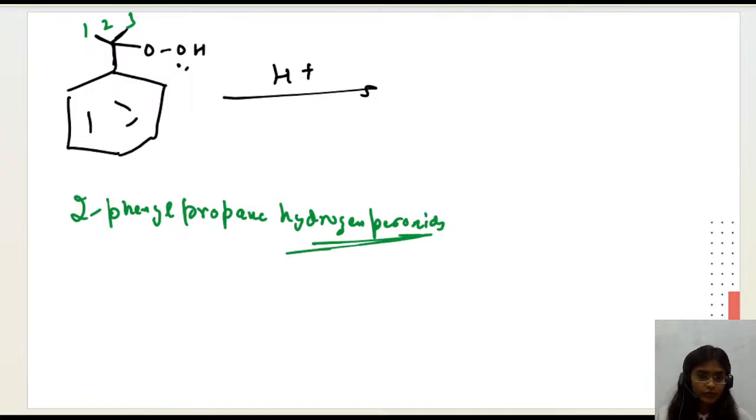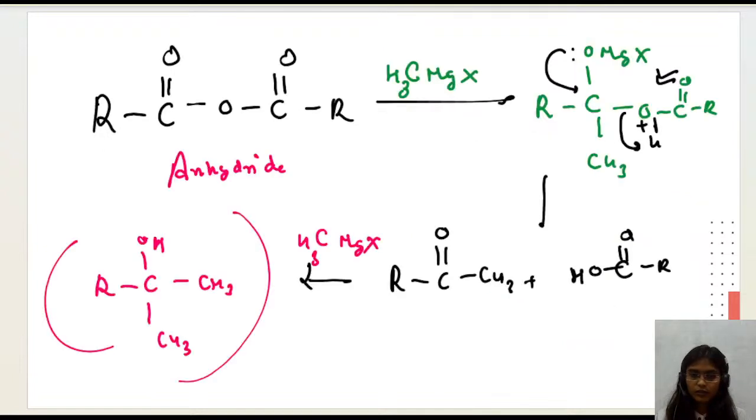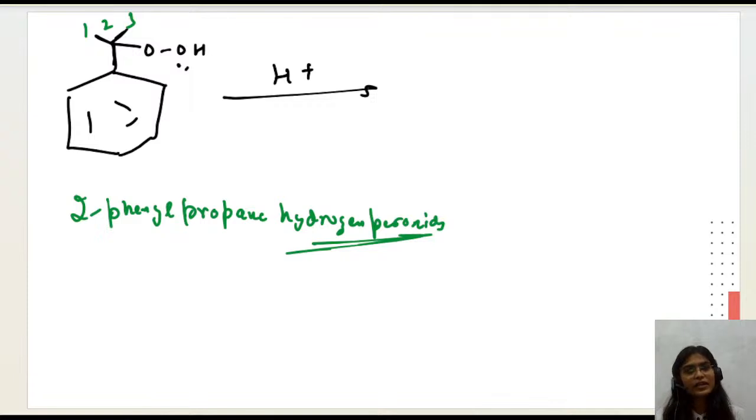Wait, let me go back to the slide where we were discussing this. Okay, see, here we write cumene hydroperoxide. So there you just write 2-phenyl and then the complete name, propane, and then hydroperoxide. I guess I said hydrogen there, I'm sorry for this. It's hydroperoxide. Okay, I guess Abhishek, the name is clear for you. Anyway, let's go back to the mechanism.